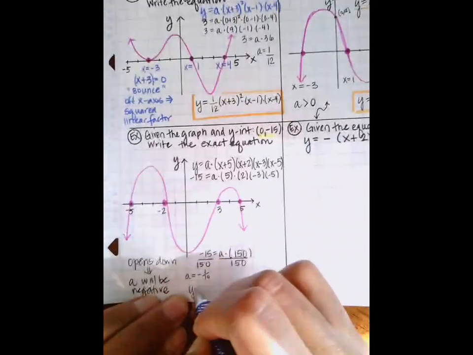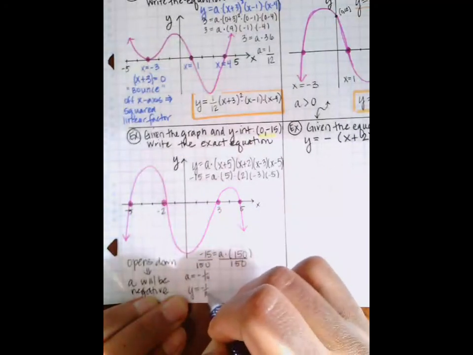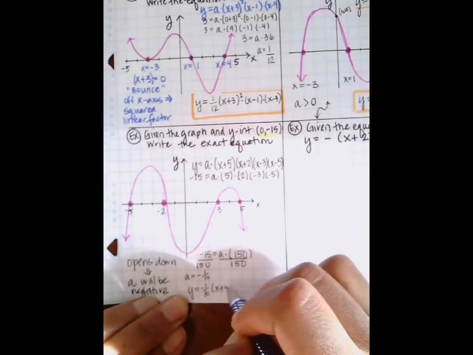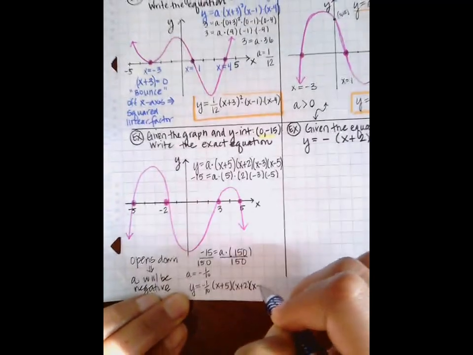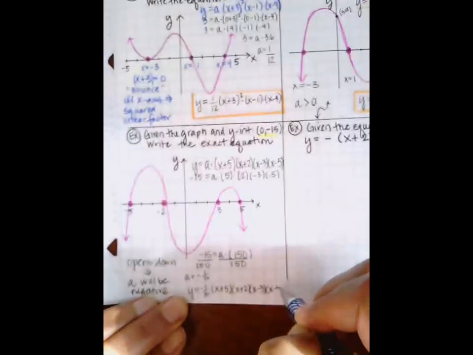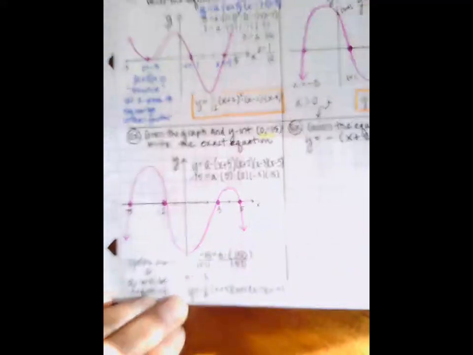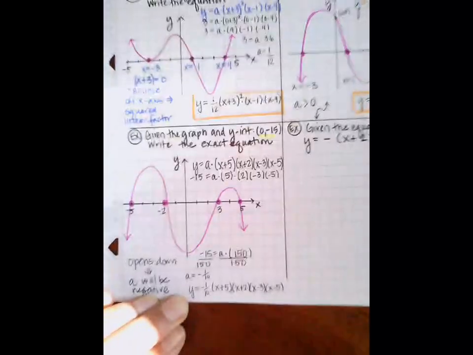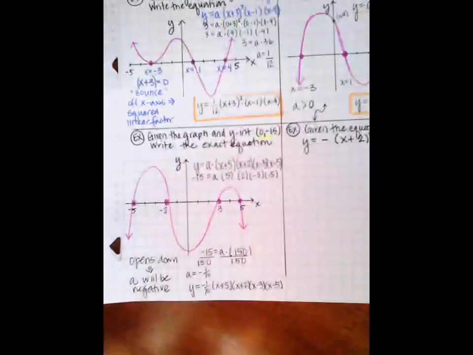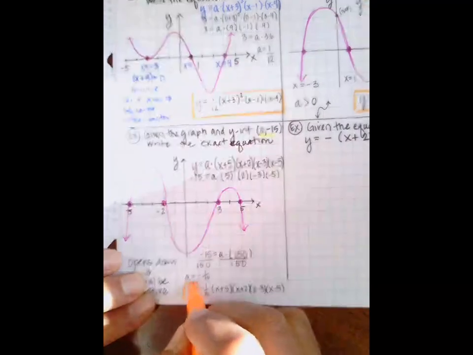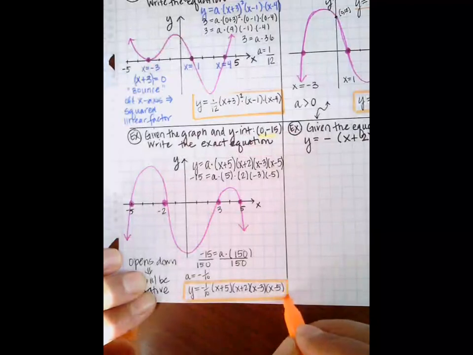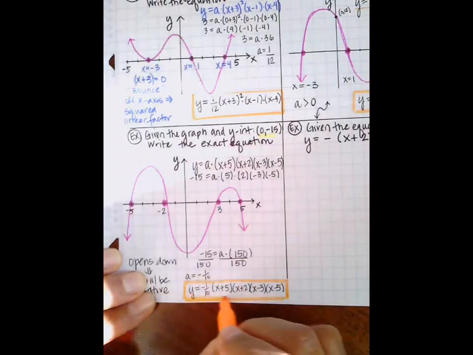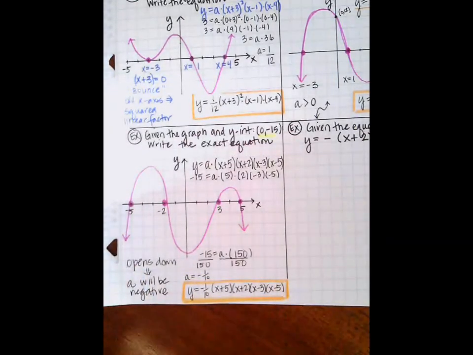So my final equation is y equals negative 1/10 times x plus 5, x plus 2, x minus 3, and x minus 5. And so again, that will be the final equation. If I multiplied that out into standard form, I would have an x to the 4th term. And so that is telling me that, yes, it's a 4th degree polynomial. And again, it is going to open down.